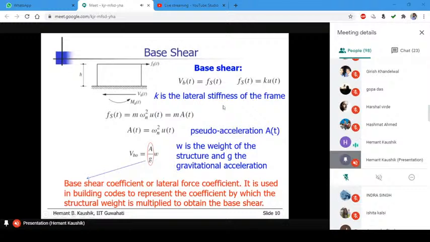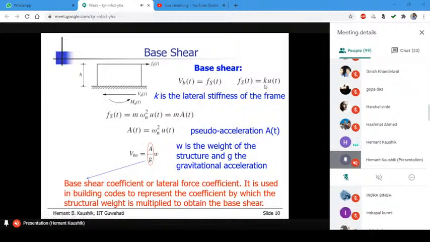I hope you remember the stiffness of a cantilever column. If you consider that there is only one column here, a cantilever, and we apply load in this direction, I hope all of you remember its stiffness. For a frame, you can calculate it depending on the behavior. Then I come back here: Fs is k times u.